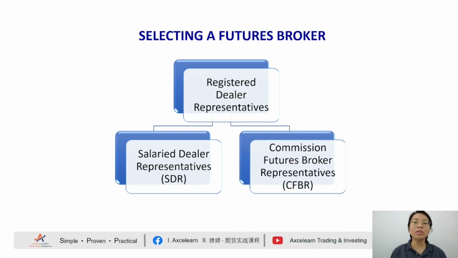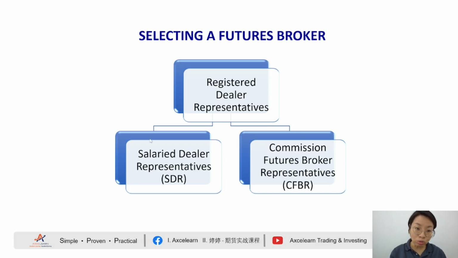Now, another type is what we call the commission futures brokers representative, or CFBR. Sometimes we call these dealers, here we call them commission futures brokers. So CFBR means they are commission based. Generally, they are self-employed. They employ themselves, so they only share their commission with the companies because they can't do it by themselves. This is the requirement: they need to tag with a futures broker. They are self-employed, but they share the commission with the company itself.